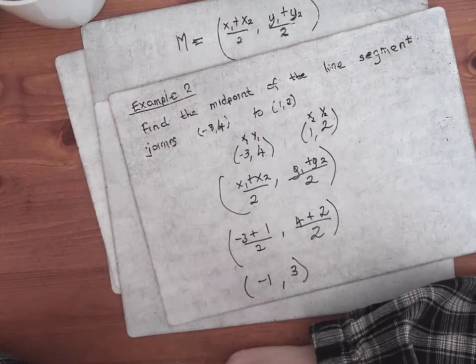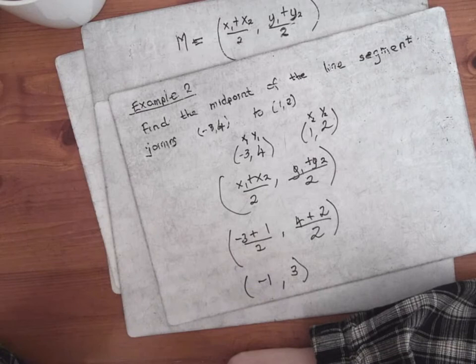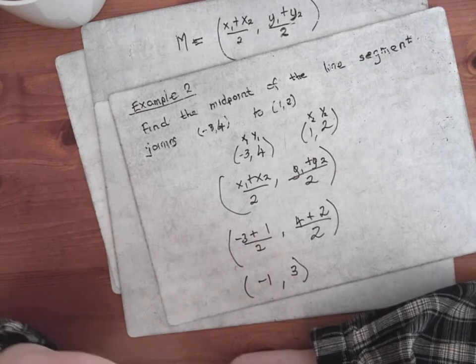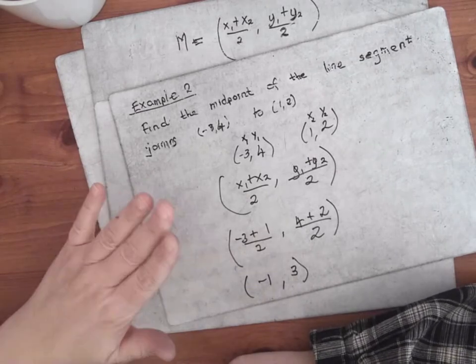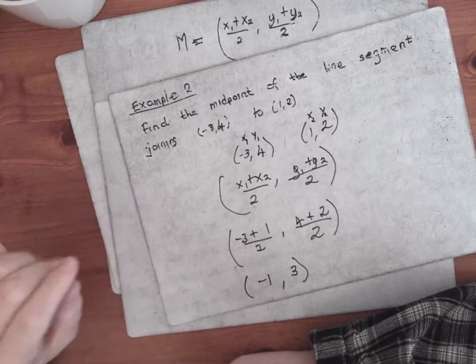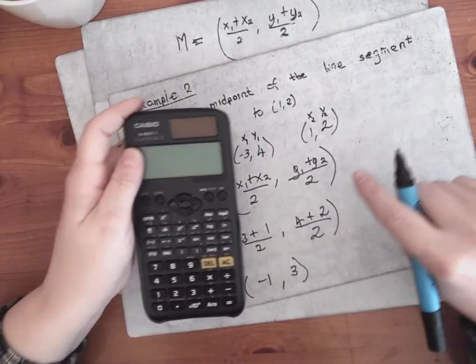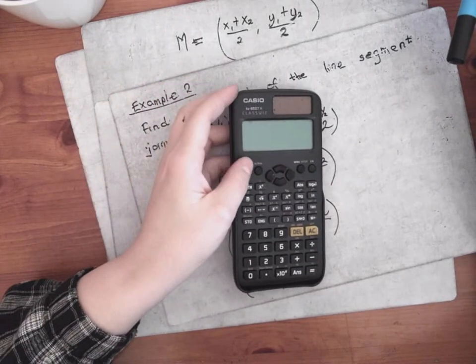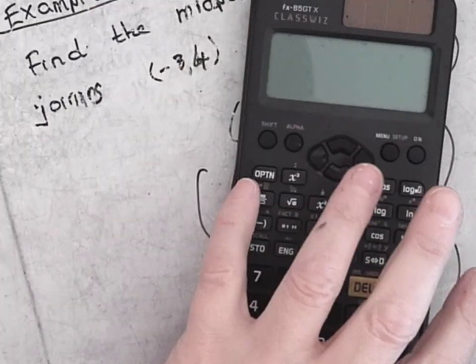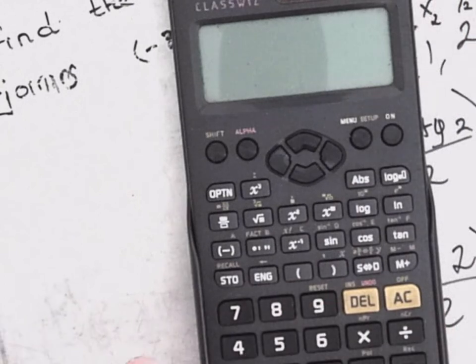Yes? Whenever I do that with the 2 on the bottom, it says error. Right, what are you typing in? Right, no brackets or anything, no? No. Right, okay, will we do minus 3 plus 1 over 2? So if people are still writing, just bear with me for a minute.